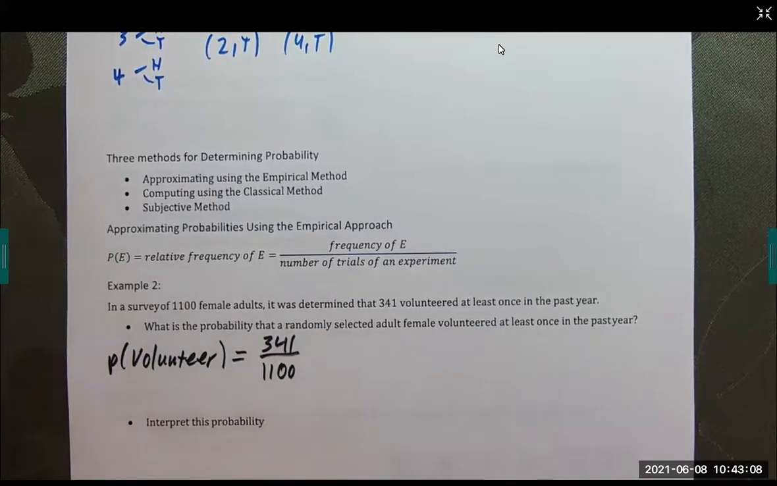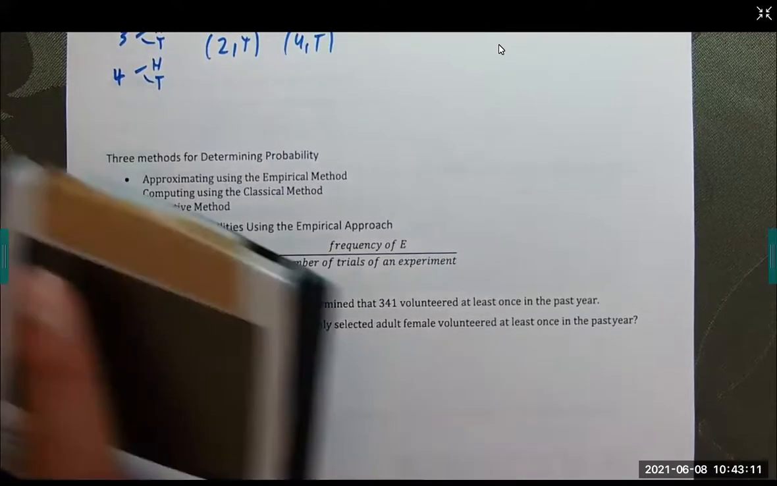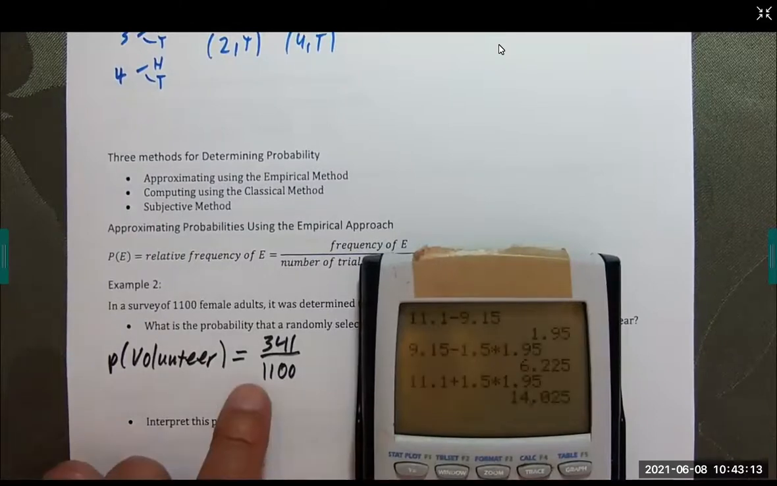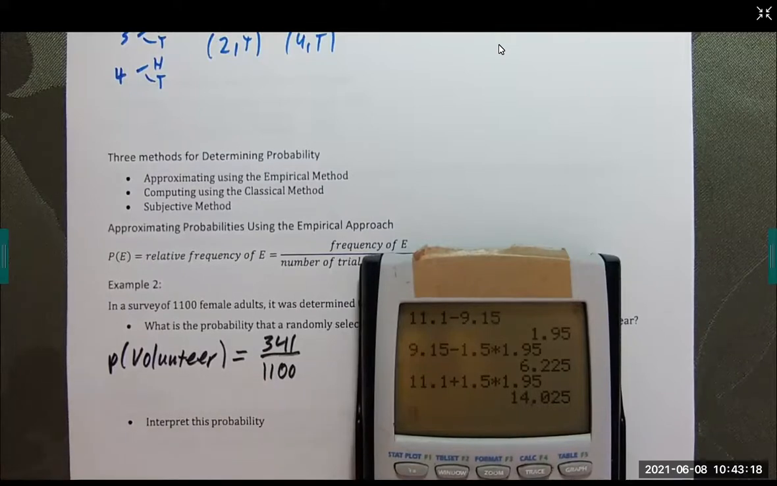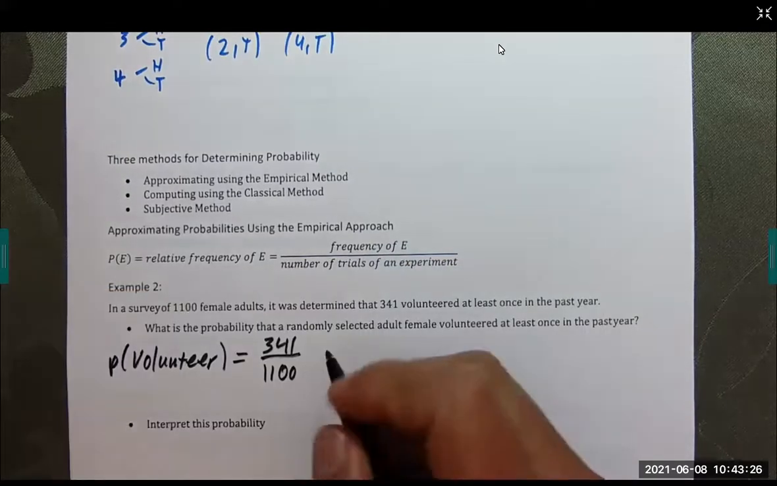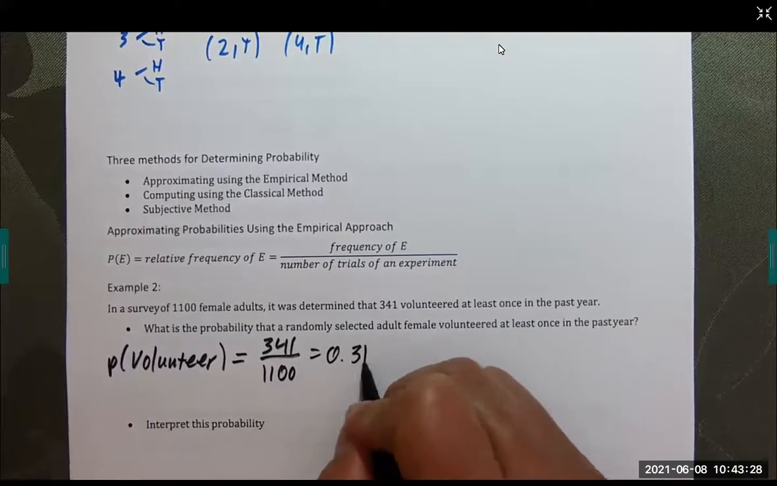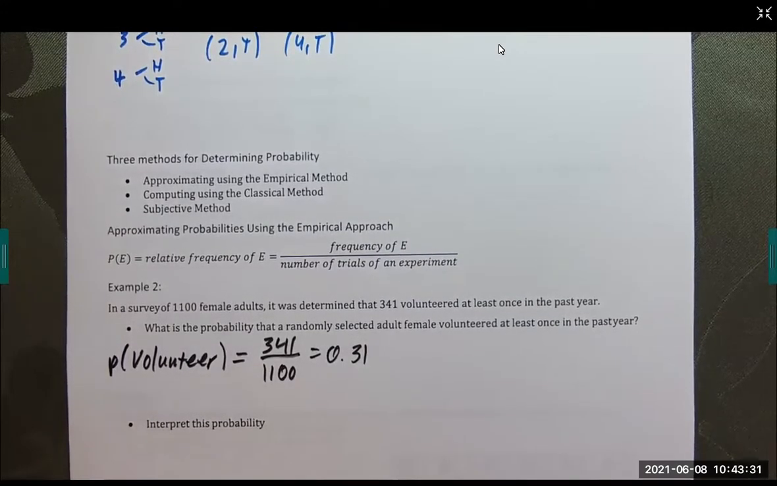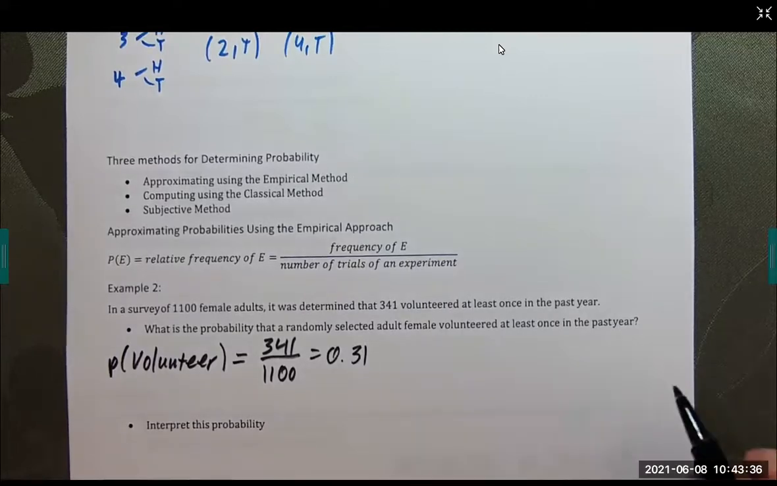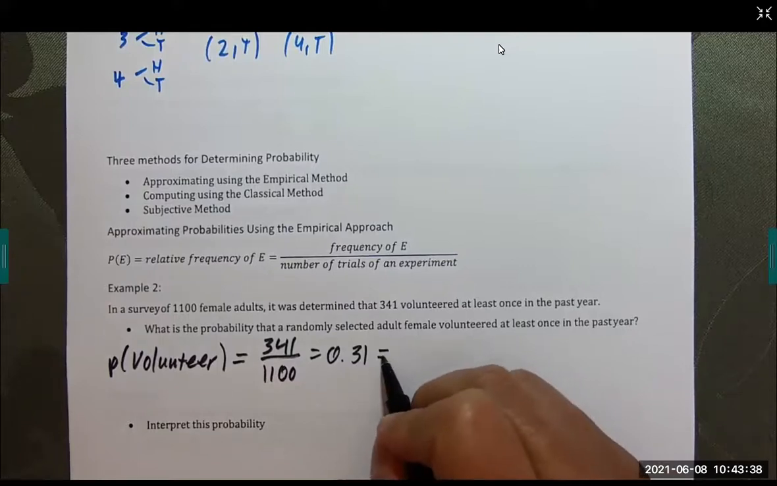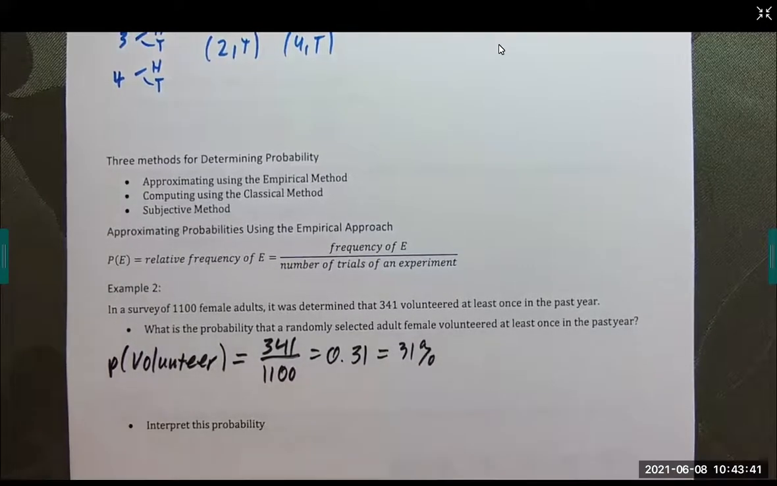Let's turn that into a decimal. And by the way, our probabilities, we can leave them as fractions, we can turn them into decimals, or we can turn them into percents. Those are our three options. I'm gonna turn this into a decimal. 341 divided by 1100. So the probability of randomly selecting from 1,100 female adults that they volunteered at least once last year is 0.31 or 31%. And what I just said is the interpretation.